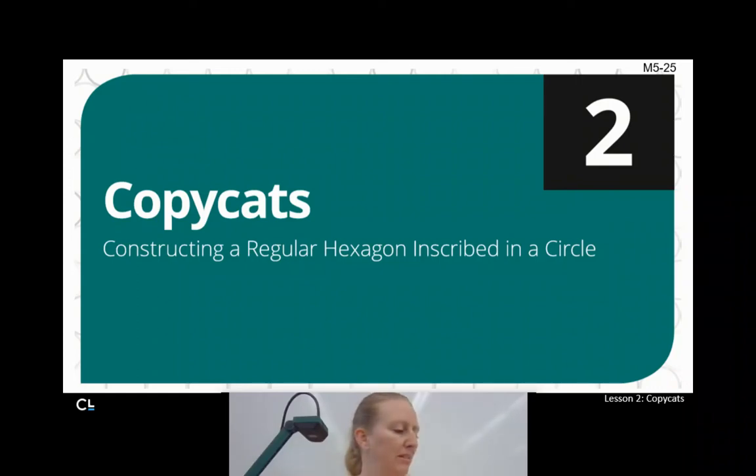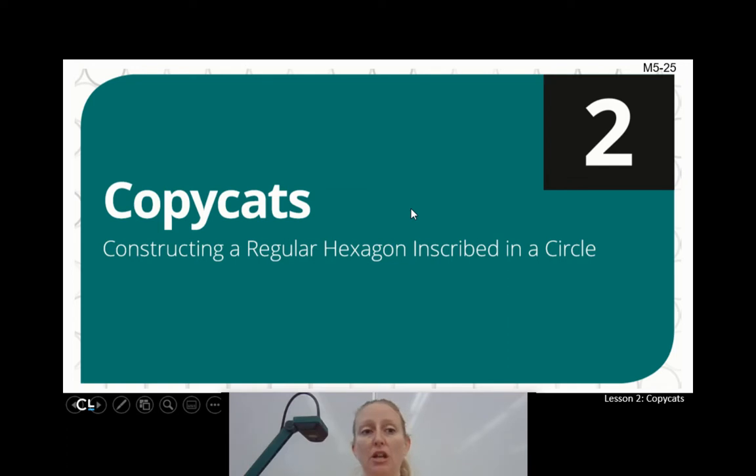Hi, Integrated Math 1. Welcome to lesson 5.1.2. So last time we finished off by constructing a square. Today we are going to construct a regular hexagon inscribed in a circle. But not till the end. Don't worry. We have some in-between steps before we get there. So don't panic. We're going to do a few things today.